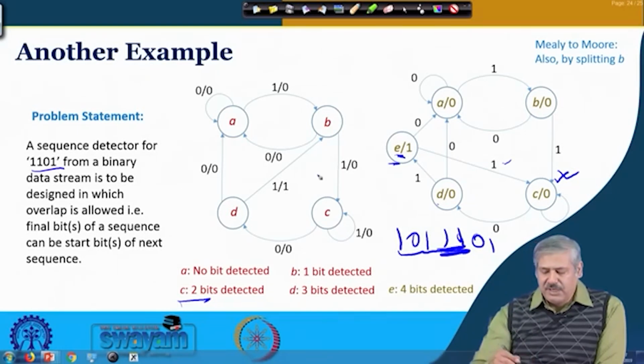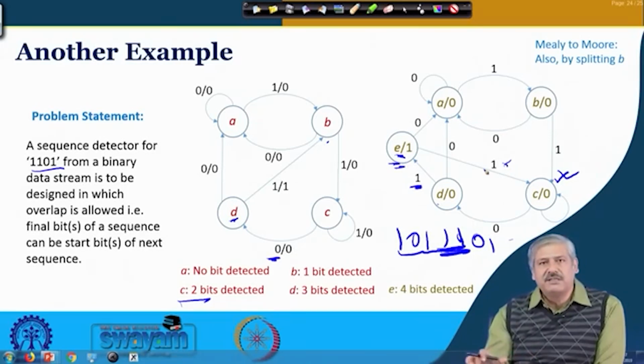Why is it going to B, and going to C? Because after D, that means it is C. Before that it has received only 0. Here at E it has received 1. After that it is receiving 1. So, 2 1s are there. And it is overlapping, is it clear?